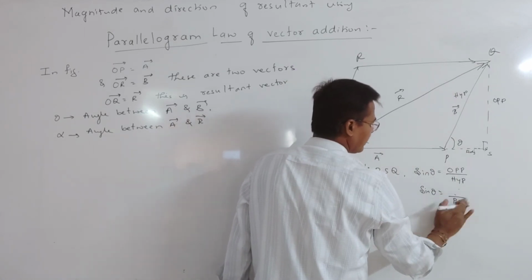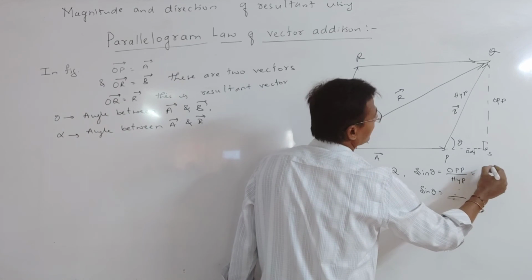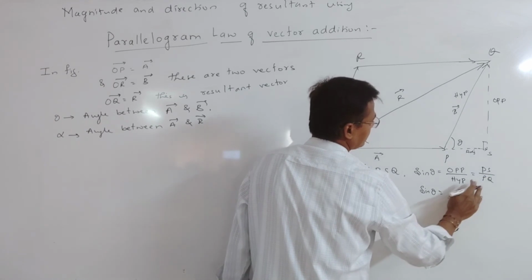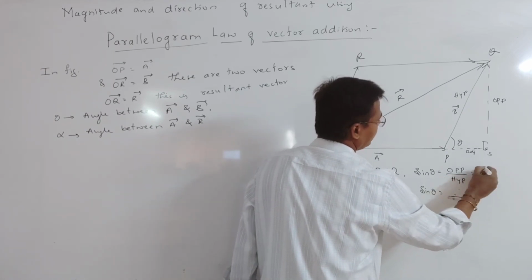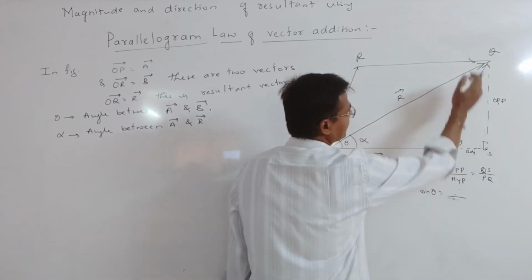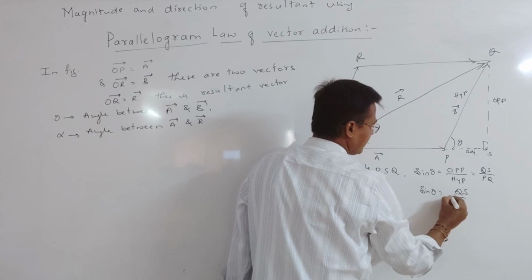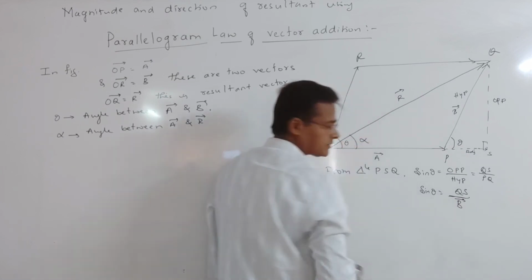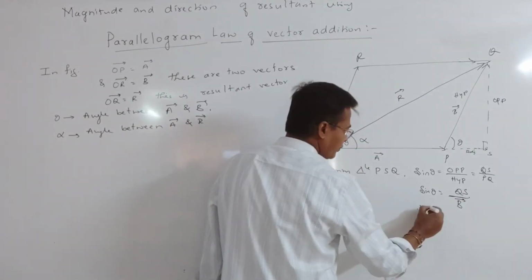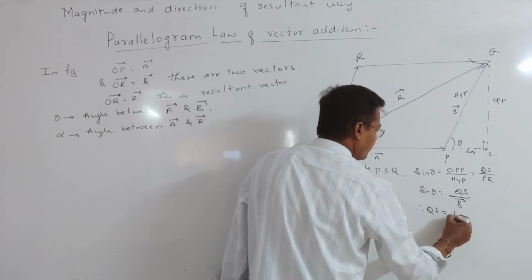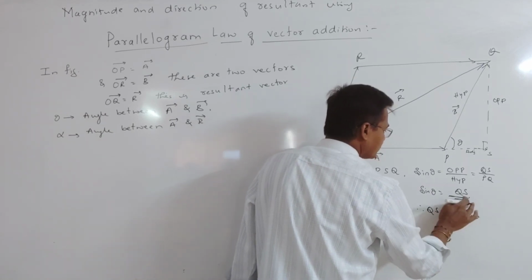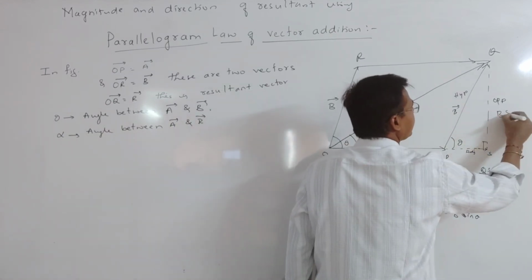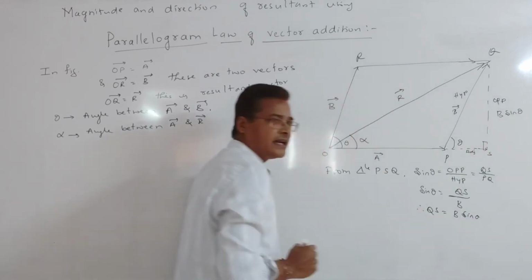So better I should write it down here. Sin theta equals QS divided by PQ. QS we don't know the value, as it is we can write QS. The PQ value is the B vector. Therefore QS equals B into sin theta. So QS is B sin theta.